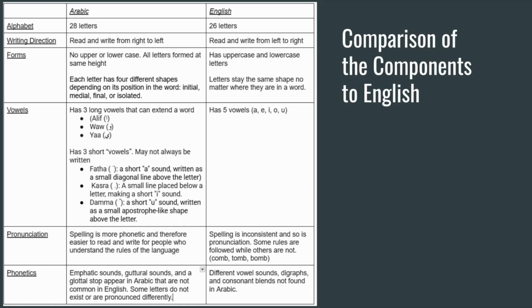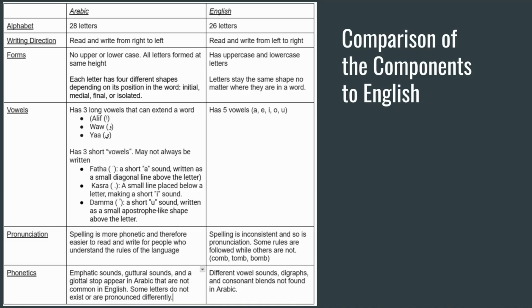In English, spelling is more consistent, and so can be pronunciation. Some rules are followed while other rules are not, and words become irregular depending on what they are. If we take the words comb, as in C-O-M-B, comb your hair, tomb, T-O-M-B, as in a graveyard, or bomb, B-O-M-B, all 3 words are spelled with the same ending, O-M-B, but have different pronunciations and beginning sounds. This is common practice in English, and early learners struggle with spelling. However, in Arabic, spelling is more phonetic and therefore easier to read and write for people who understand the rules of the language.